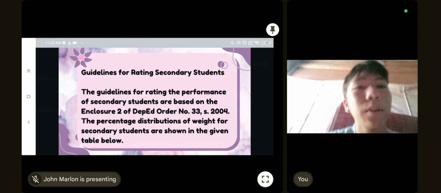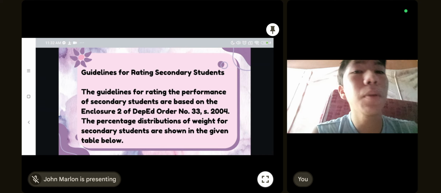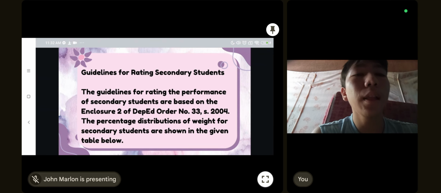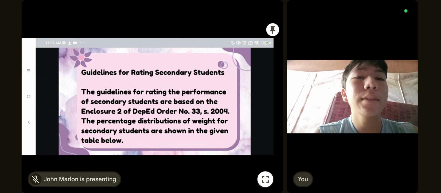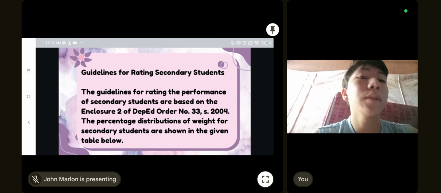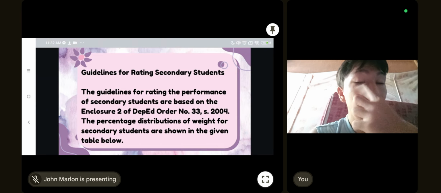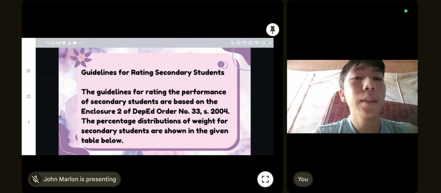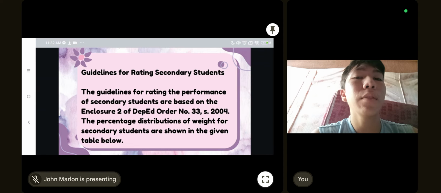So now we're going to discuss the grading system. I'm going to discuss my part: guidelines for rating secondary students. The guidelines for rating the performance of secondary students are based on Enclosure 2 of DepEd Order Number 33, series of 2004. The percentage distributions of weight for secondary students are shown in the given table below.